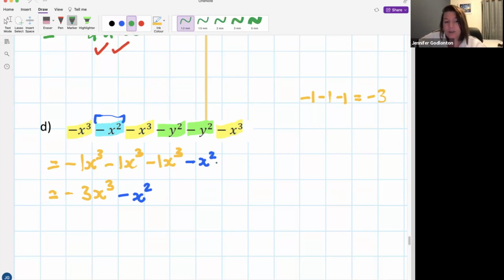Then we've got our greens. So I've got negative 1y squared minus another y squared. So now I've got minus 1 minus 1. That's going to give me negative 2. So I'm going to have negative 2y squared.